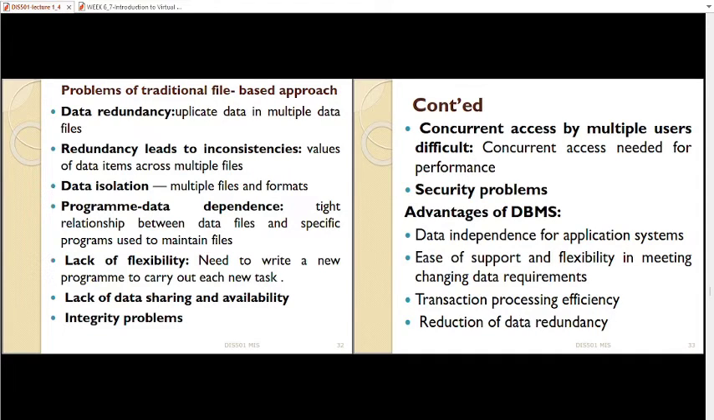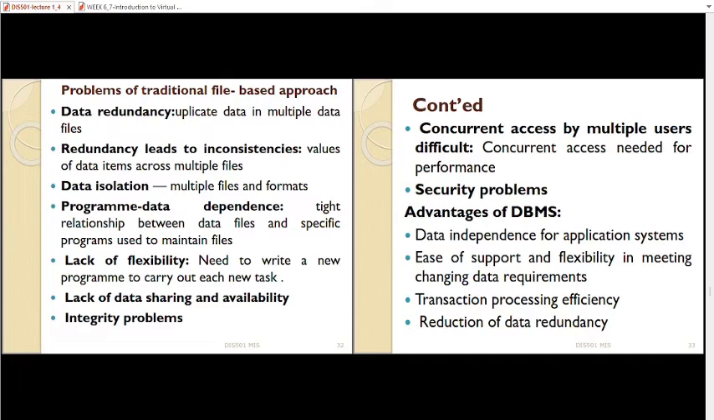Hence, the advantages of a database management system. Data independence for applications. That is, the database is separate from the application itself. Like in that example I've given you of a Facebook application, and then in between there is a database management system, then there is your data. So that database is completely separate from the application. You can create another application that can still access and work with that data.